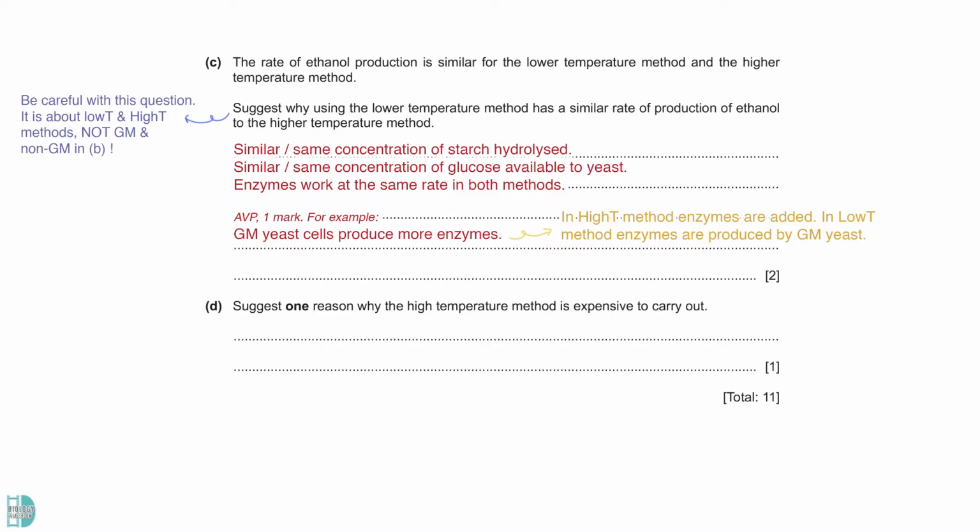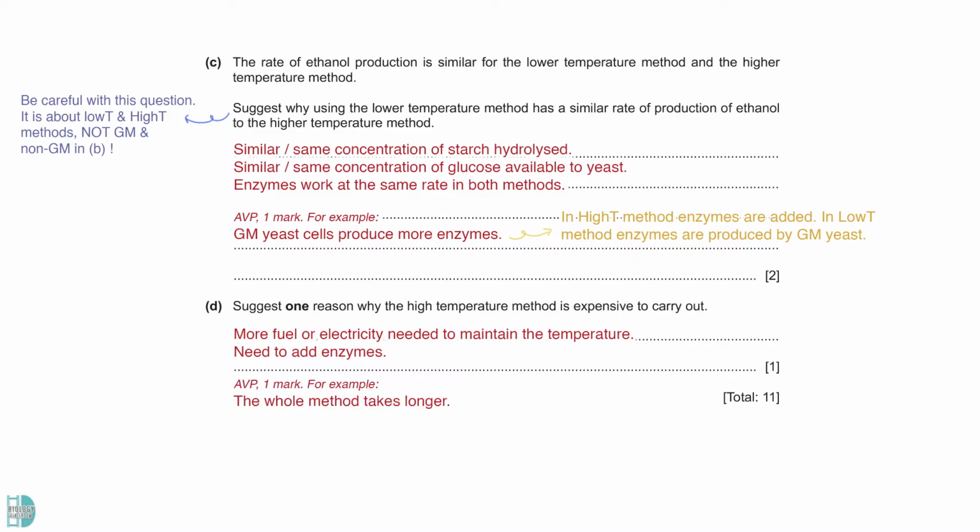D. Suggest one reason why the high temperature method is expensive to carry out. Since a higher temperature is needed, more fuel or electricity is required. Another thing is that they need to add enzymes on top of the yeast, so this leads to extra cost. There is a mark for AVP. For example, the whole method takes longer, so maintenance and labor costs would be higher as well.